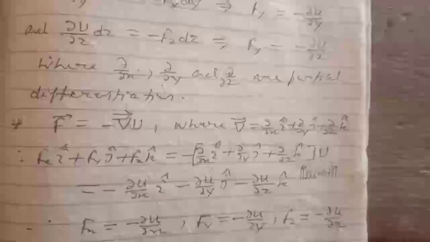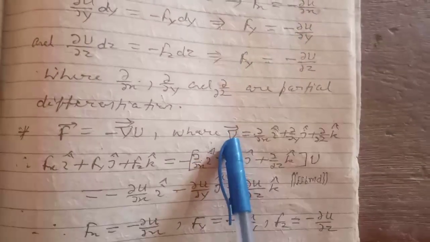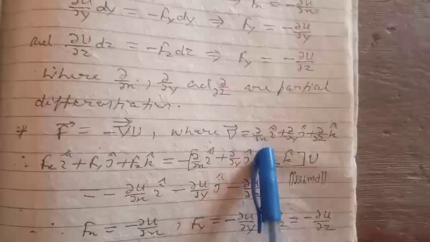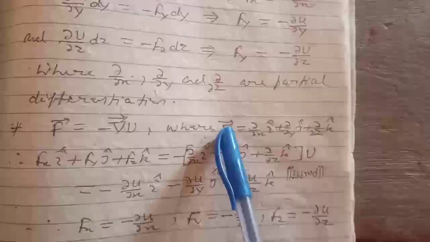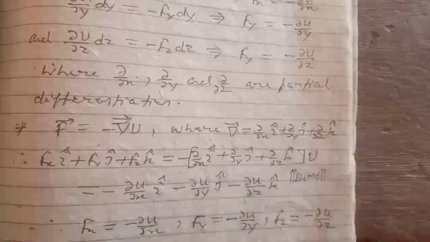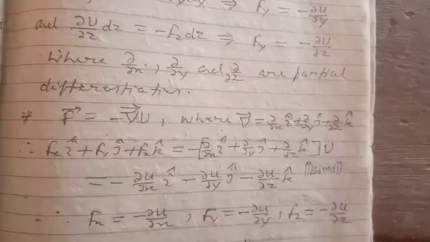Again, F vector equals minus of gradient U vector, where this is called the del vector: del by del x i cap plus del by del y j cap plus del by del z k cap. This is delta, which is equal to this, and it is also called the gradient.